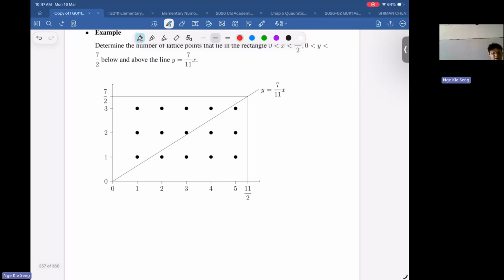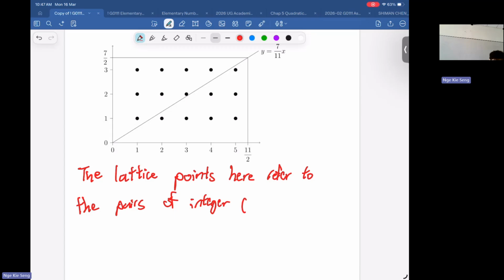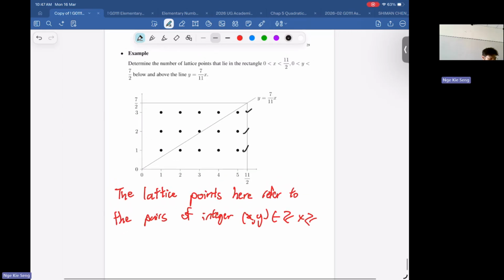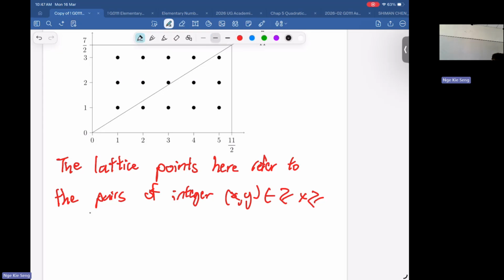So let's do some part first. Let's note that the lattice points we mentioned here are just pairs of integers, so these pairs are (x, y) such that both are integers. So these dots are called lattice points, and we just care about lattice points. How many of them are in this range here? Actually, there are 15 such pairs in the rectangle.